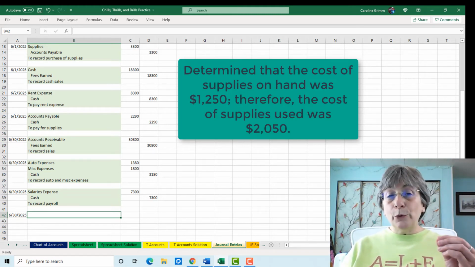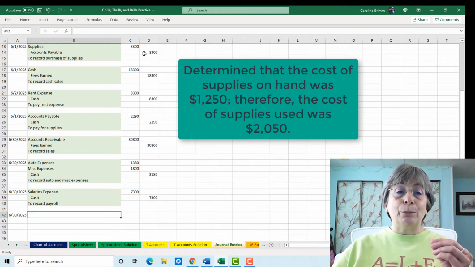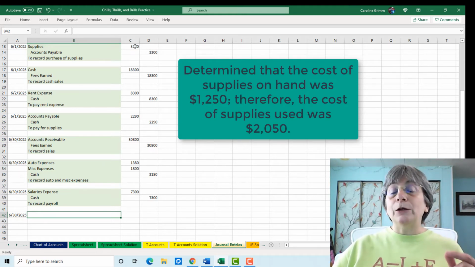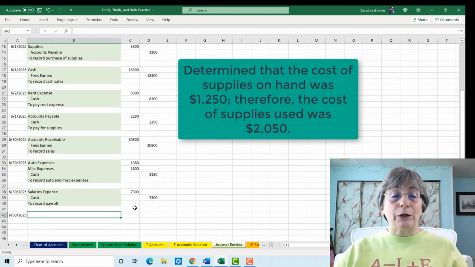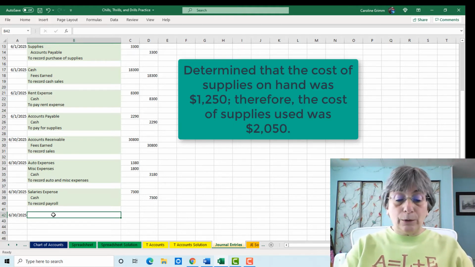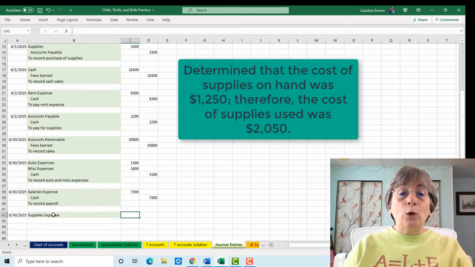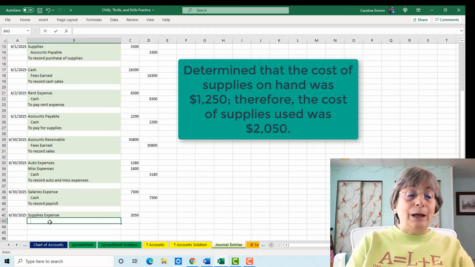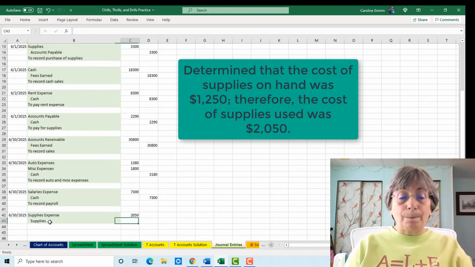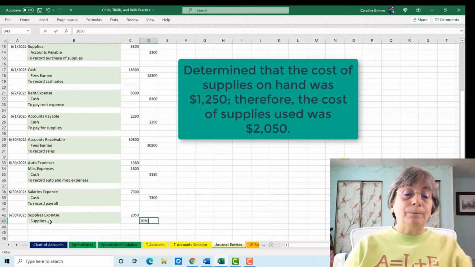So we're going to move from our supplies asset account. We're going to move this now into our supplies expense account. So here we go. Here's our supplies expense. And we are going to increase that by $20.50. And we are moving it out of our supplies asset. So we're reducing our asset by $20.50.